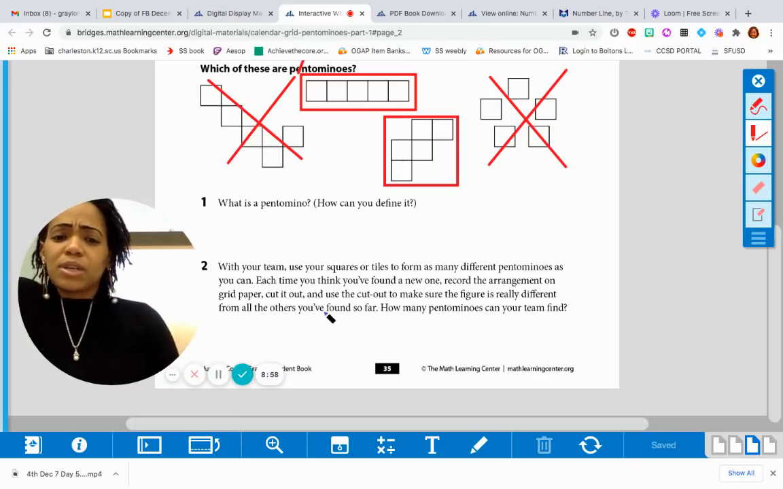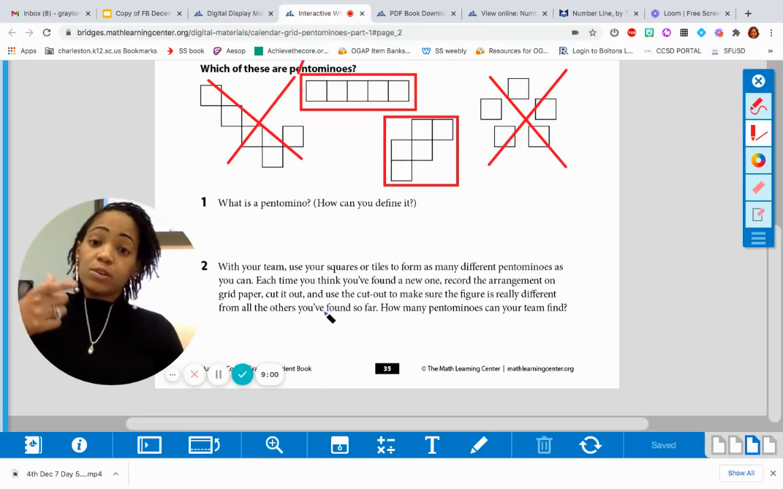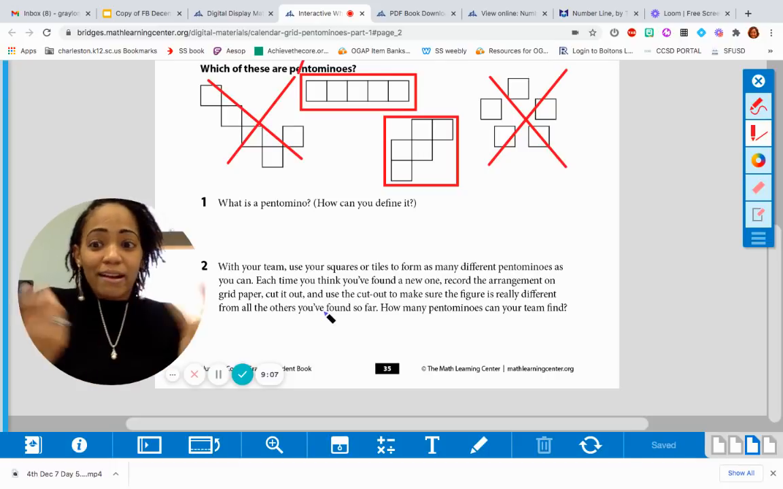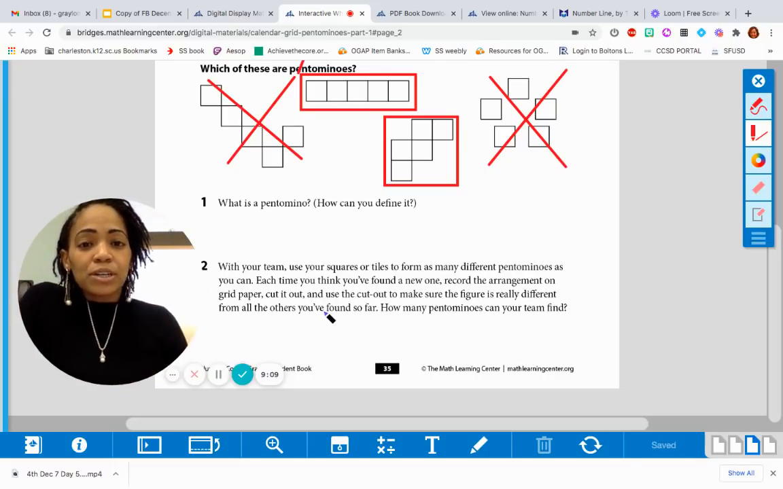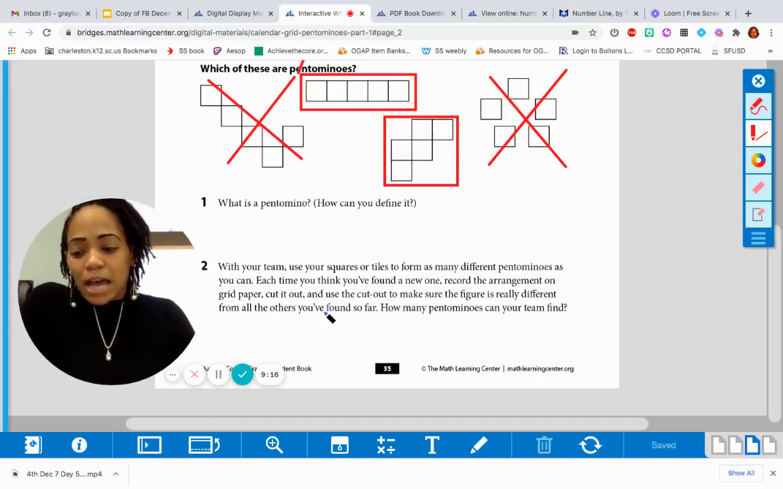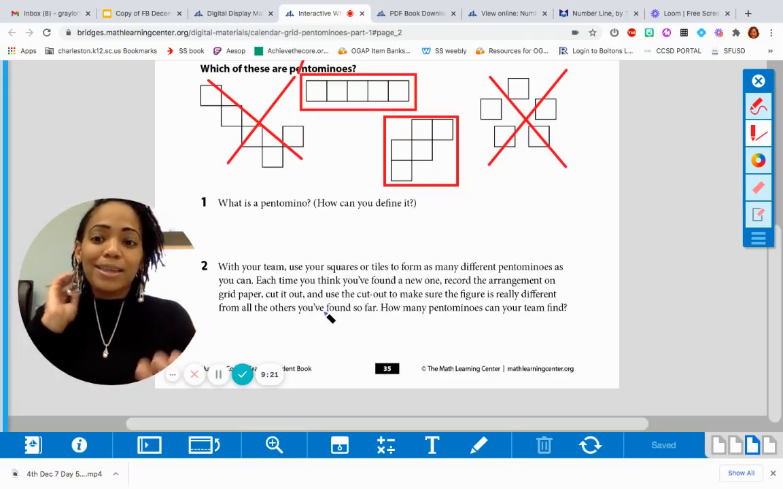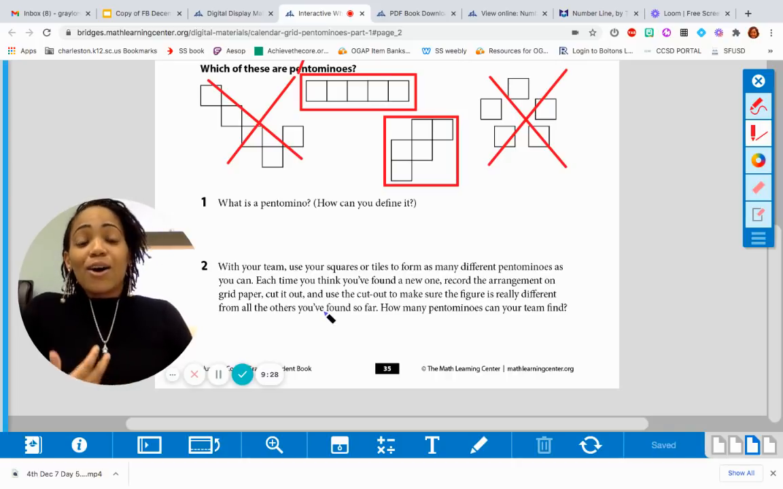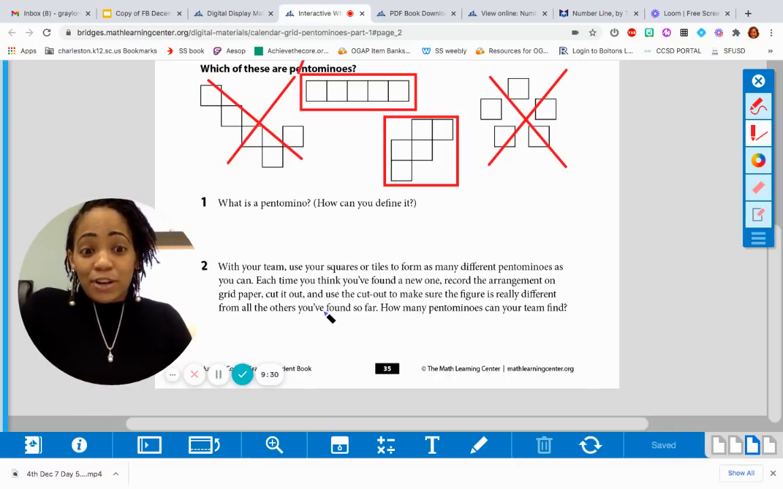Now, number 2 says you can use some squares or tiles. Maybe you can even use grid paper and see if you can outline some to find as many pentominoes as you can. How many different pentominoes are there? I'm not going to give you time during Number Corner during this video to do so, but if you have time after this video and you're interested to see if you can challenge yourself to figure out how many pentominoes you can discover, then please do so. And if you do, make sure you snap a picture of it or show your teacher so that she can see all the hard work that you're doing for Number Corner.